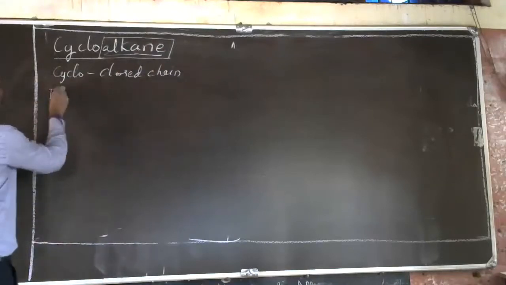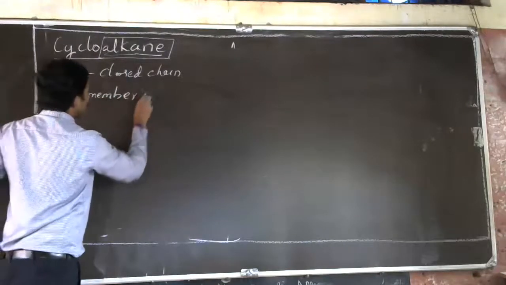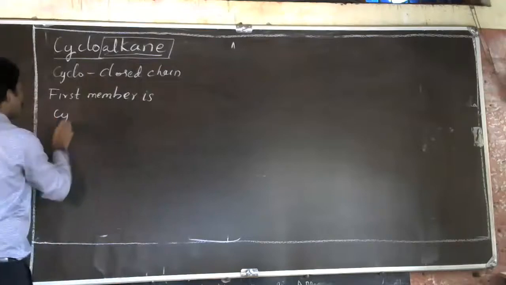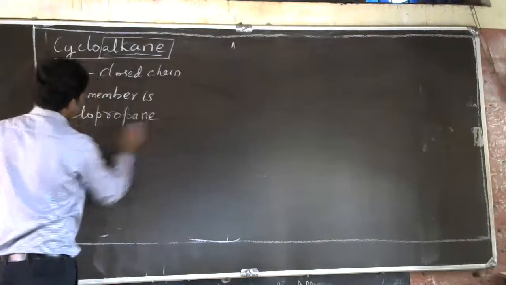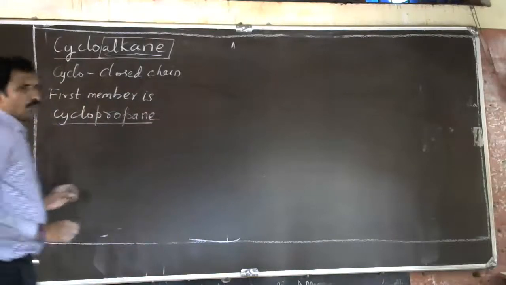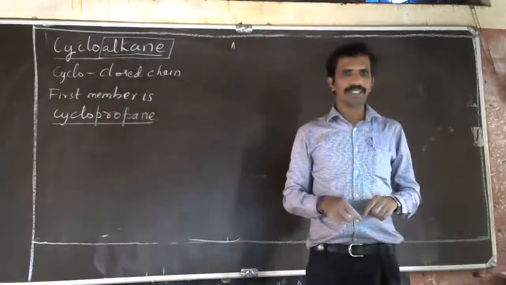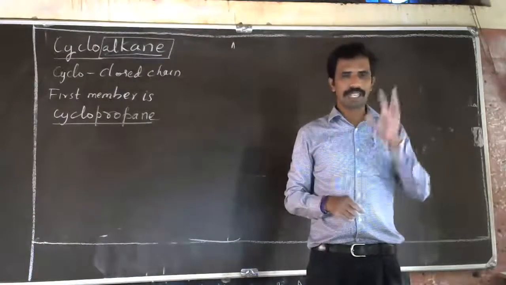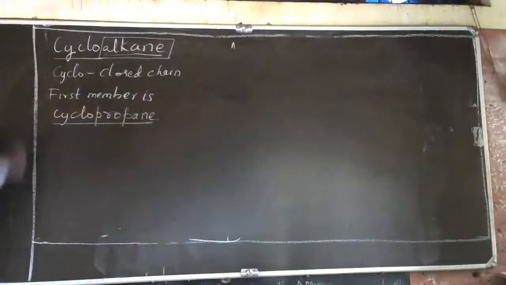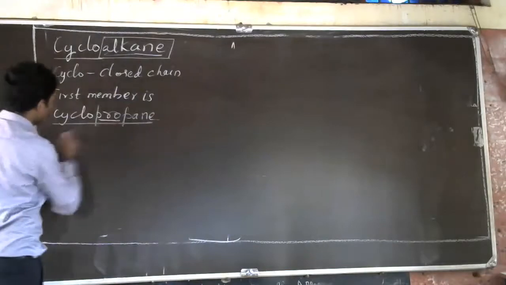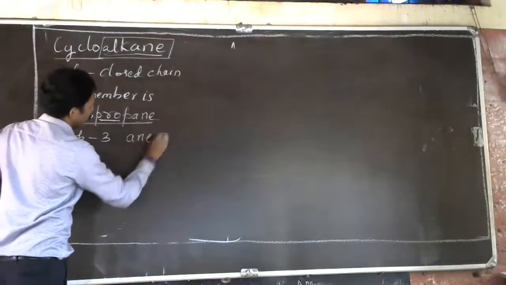Here the first member is cyclopropane. Cyclopropane is the first member. At least 3 carbons should be there to form a cyclic arrangement. So cyclopropane has 3 carbons. Prop means how much? Prop means 3. Ane means single bond.